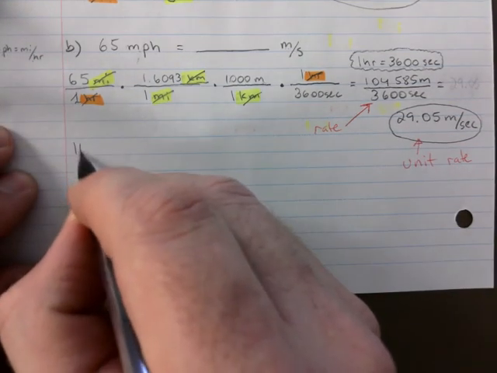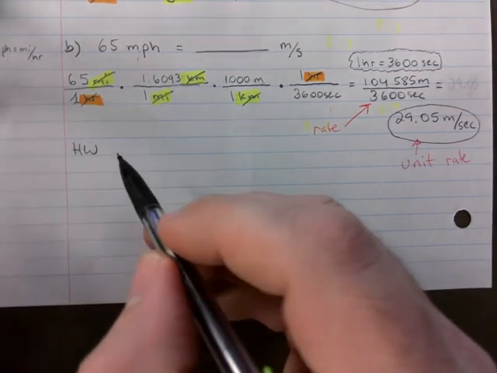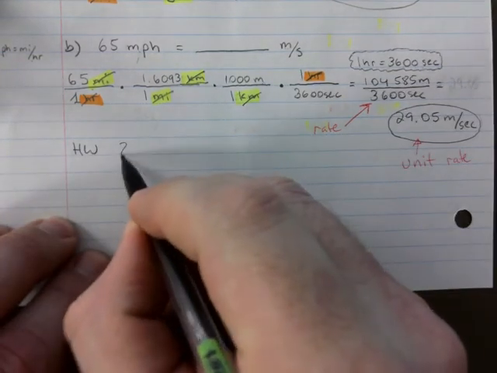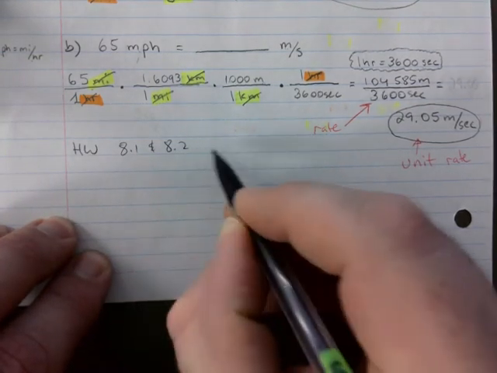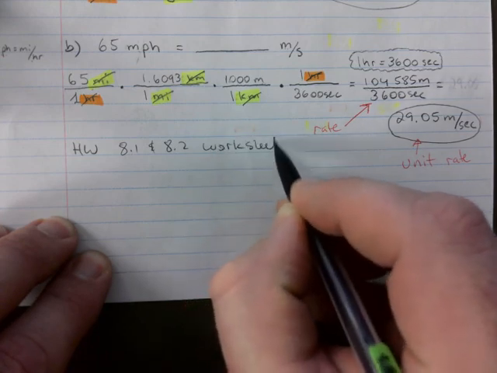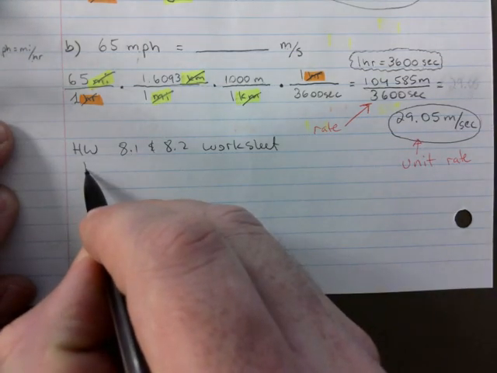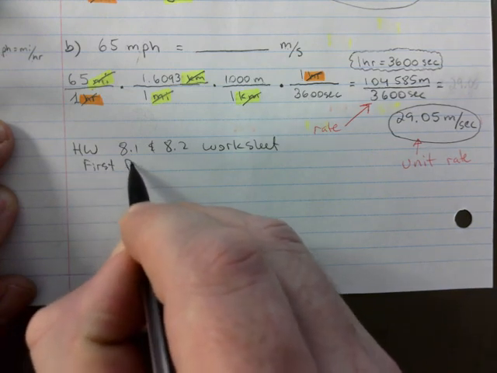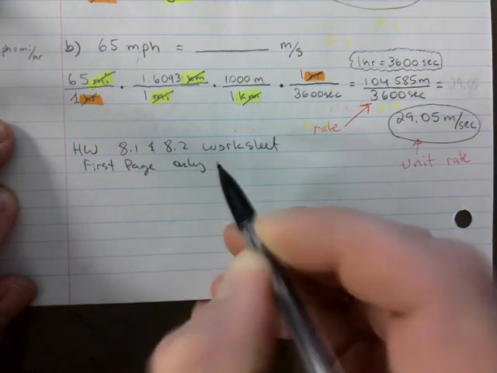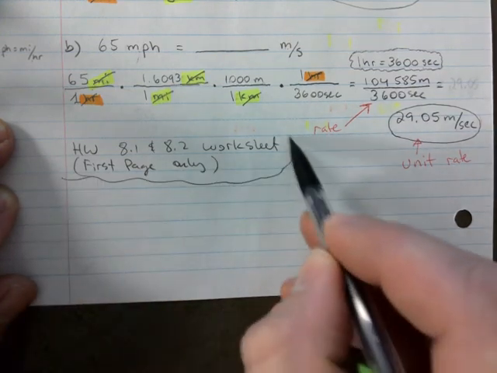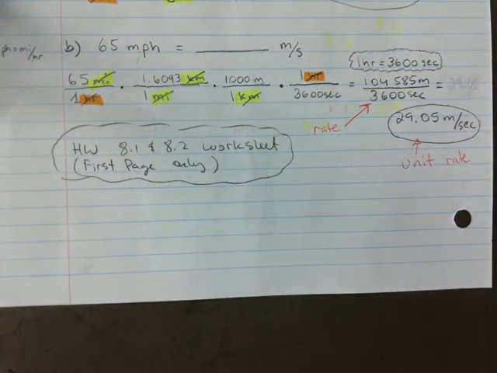Here we go. Homework. Worksheet. I just gave you a worksheet, right? 8.1 and 8.2 worksheet, but not all of it, because you can't do all of it yet. Well, you might surprise me. Just do the first page. First page only. I will post the key. It'll be on Google Classroom.